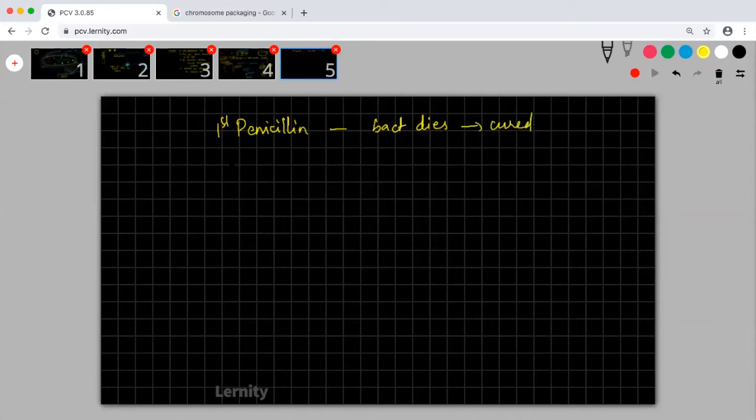Okay. Second time, I am getting fever. I am using the same penicillin again. The bacteria is dying. I am cured. Third time also, I am getting the same fever. I did not go to the doctor. I'm just taking the same antibiotic. The bacteria dies, and then I am also cured. Okay. But fourth time, I am taking penicillin, but the bacteria has got resistance, and I am not cured.